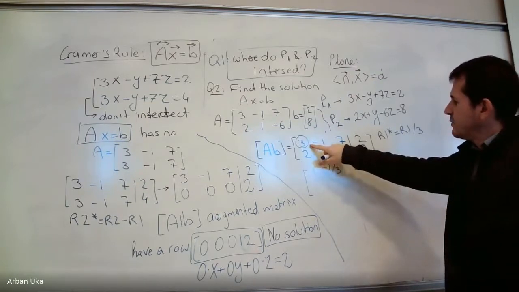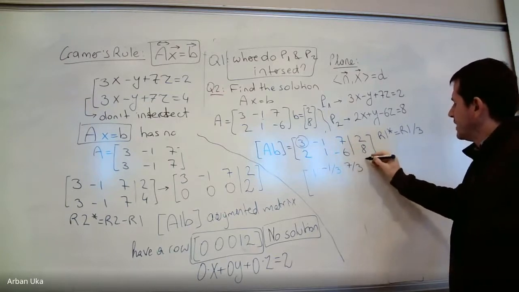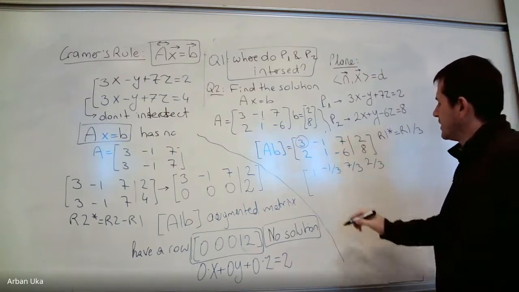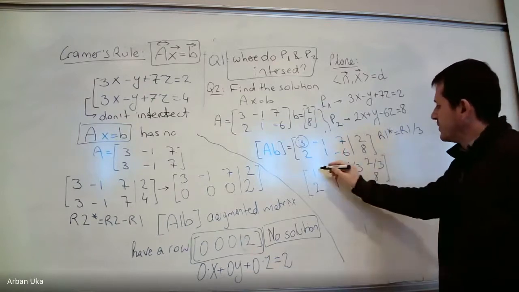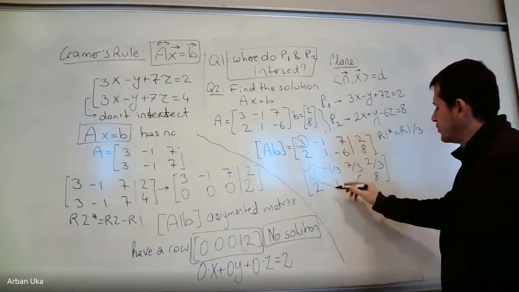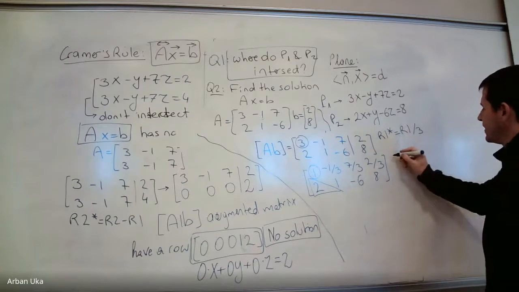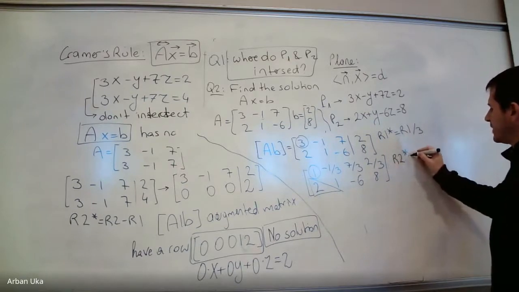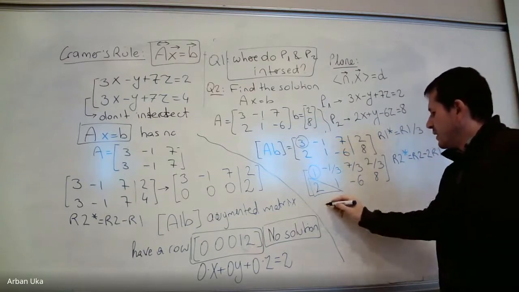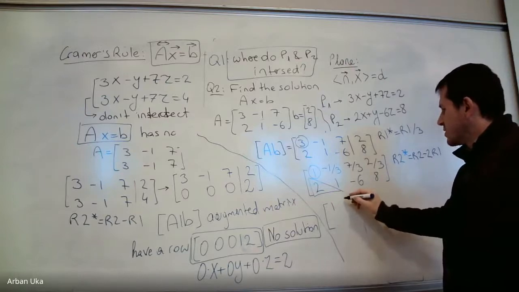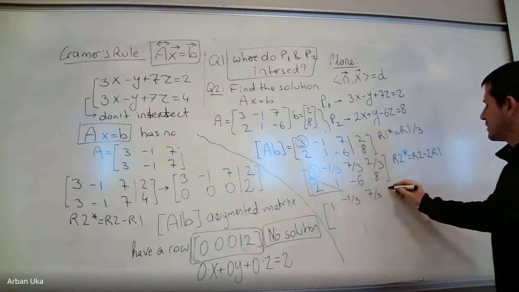So here we divide by 3, we get 1, minus 1 over 3, 7 over 3, and 2 over 3. Then this is 2, 1, minus 6, 8. Now that we have a leading one, what is the objective? It is to produce here a 0. How can we make this 0? We can say that row 2 star is equal to row 2 minus 2 row 1, and then the first row does not change. Minus 1 over 3, 7 over 3, and 2 over 3.